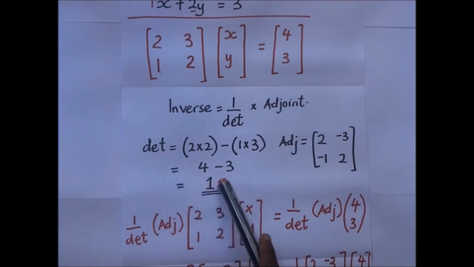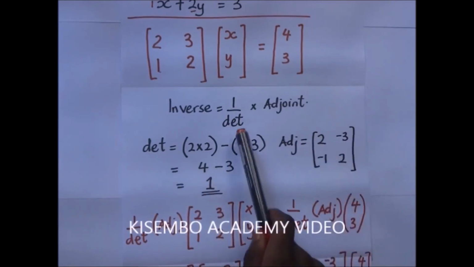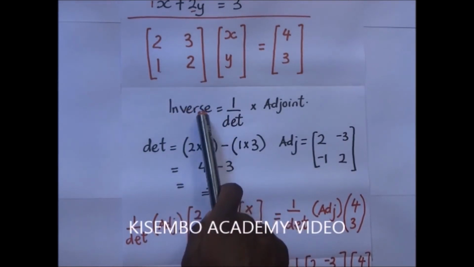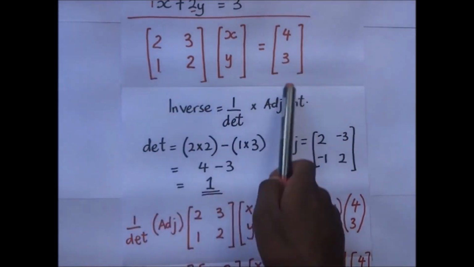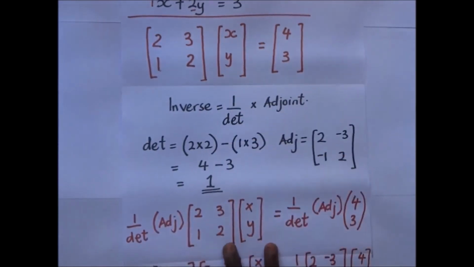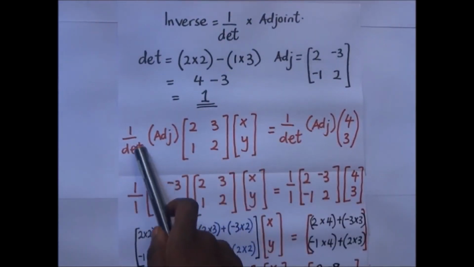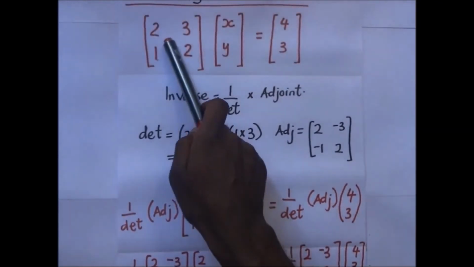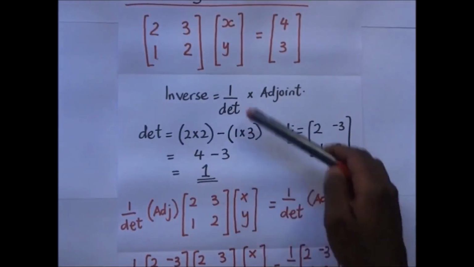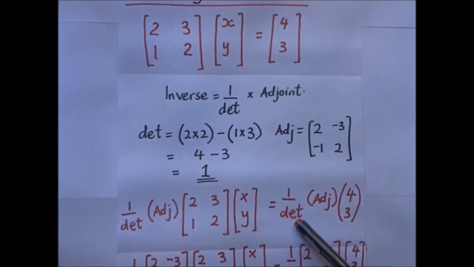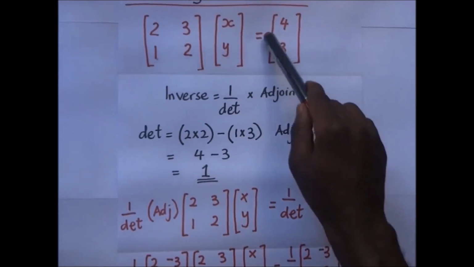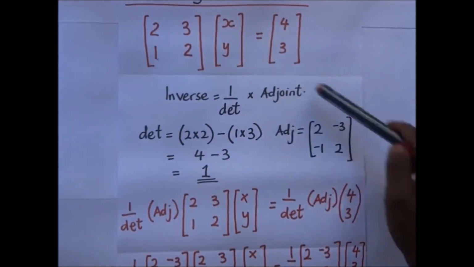So after getting the determinant and the adjoint of the matrix, we can substitute them here so that we are able to get the inverse of the matrix. And it is this inverse that we are going to multiply on both sides. This is what is happening in our next step. We multiply the inverse of the matrix, which is 1 over the determinant times the adjoint, times the original matrix, times x, y, which is equal to the inverse of the matrix, which is 1 over the determinant times the adjoint, times 4, 3.